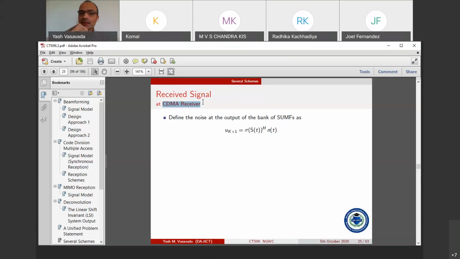Okay, so at the CDMA receiver, when we do this operation, remember this is what we are calling the SUMF operation. I want to look at the vector that we get at the output of the SUMF of the noise component only. And that vector, we have called it this vector u. It's a k-dimensional vector because this S has a total of k columns. Effectively, we are projecting the received noise vector onto the k columns of S. And accordingly, we get the k projection values which are captured in this vector u.